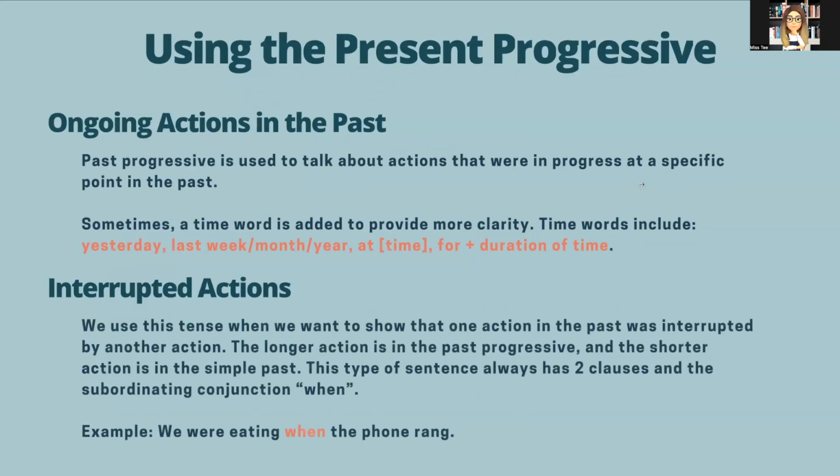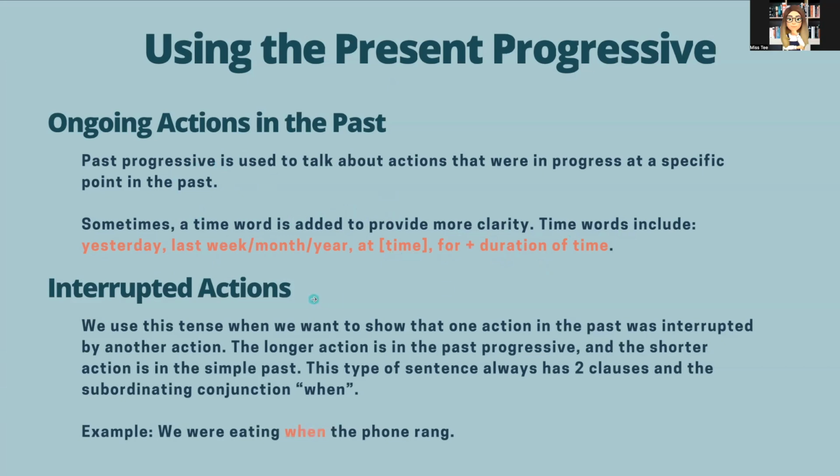So ongoing actions in the past. Past progressive is used to talk about actions that were in progress at a specific point in the past. So in this case, sometimes a time word is added to provide more clarity. Time words include yesterday, last week, last month, last year, at 9 o'clock a.m., for a duration of time, for 30 minutes, for 1 hour, or something like this.